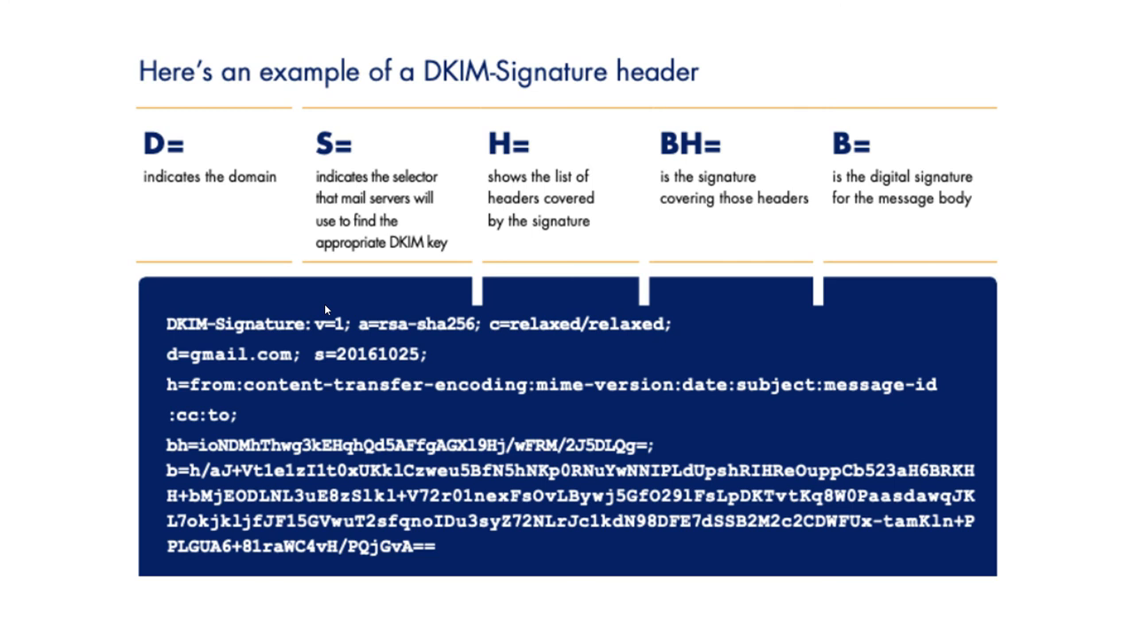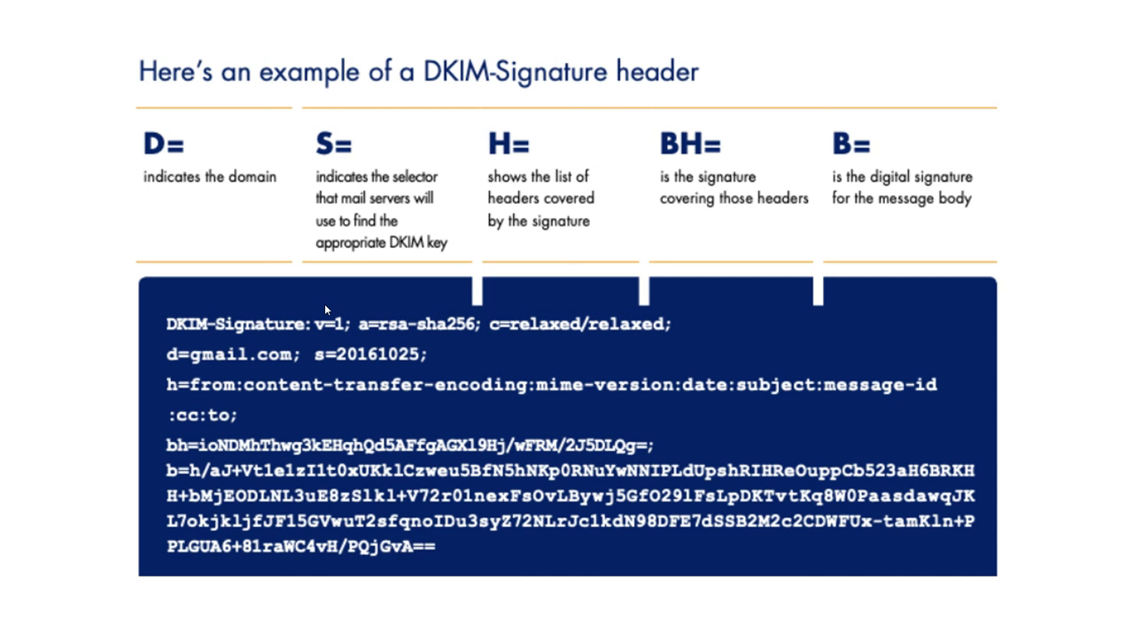So here's an example of all the stuff that's in the header that you don't see. Right down here at the bottom is an example DKIM signature. Now there's a bunch of different parts to this. You can look down below, but D is basically the domain that it's coming from. So this one is coming from gmail.com. S is the selector that the mail servers will use to find the appropriate key, so it's just a selector code. H is the list of headers covered by the signature, so it covers the content, the subject, and the message ID. Again, just stuff in the background that's used to do the validation.